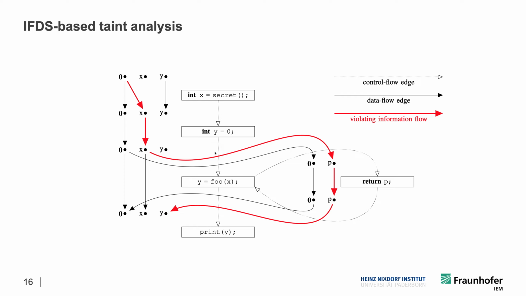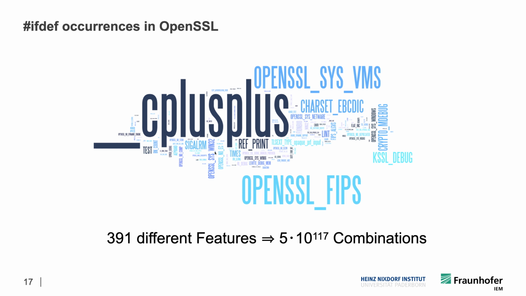But like I said, in practice, this doesn't really scale, right? Because this product-based approach depends heavily on the number of variants that you have. And so this is a study that I ran back then in 2014, where I actually looked at OpenSSL. And back then already, it had 391 different ifdefs or features, which you can see here, right? So for instance, there's a heavily used feature, C++, that determines whether you're compiling this with a C++ compiler or with a C compiler.